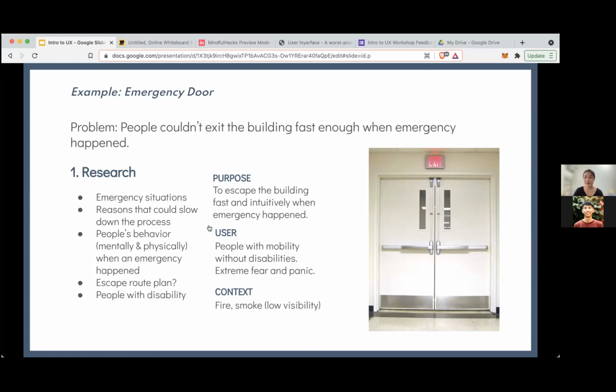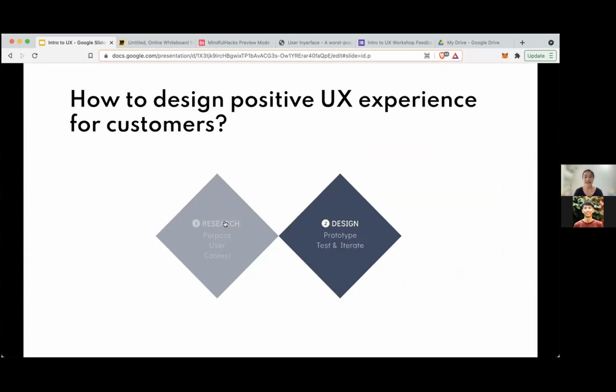So this is what you're going to do too. At the end of the workshop, I will provide you with a sheet, and the sheet has guiding questions of each of these topics. And then after you either Google or ask maybe your target audience on the answers, and you feel like you have identified the purpose, user, and context already, then you can move on to the next step. The next step is design.